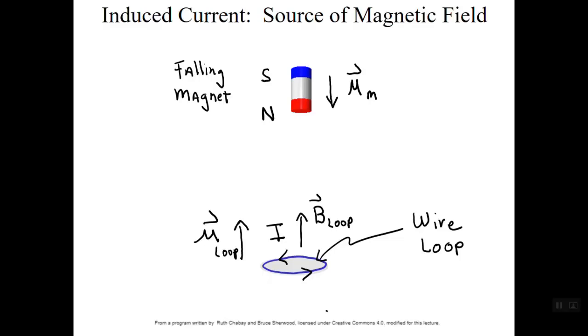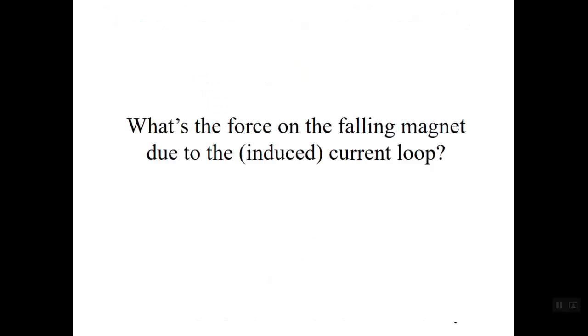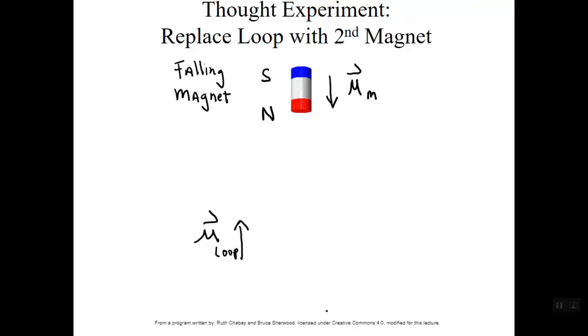Now the central question we will address in this lecture is, what's the force on the falling magnet due to the current induced in the wire loop? Let's call that force F loop on M, where M stands for the magnet. We can get a quick qualitative answer to this question by doing the following thought experiment.